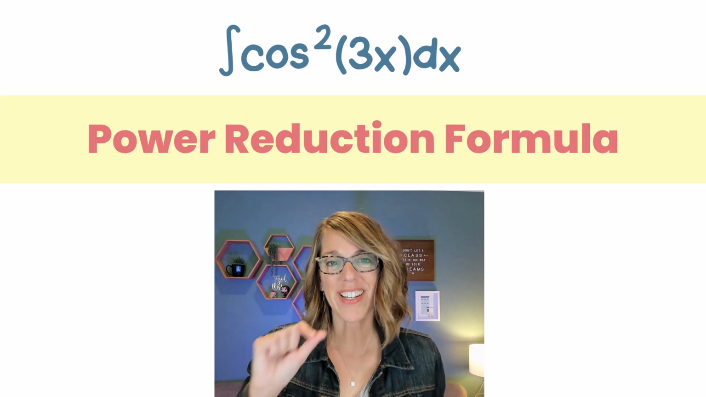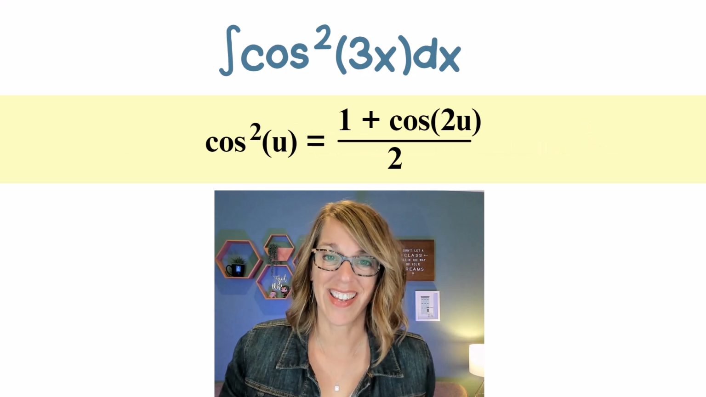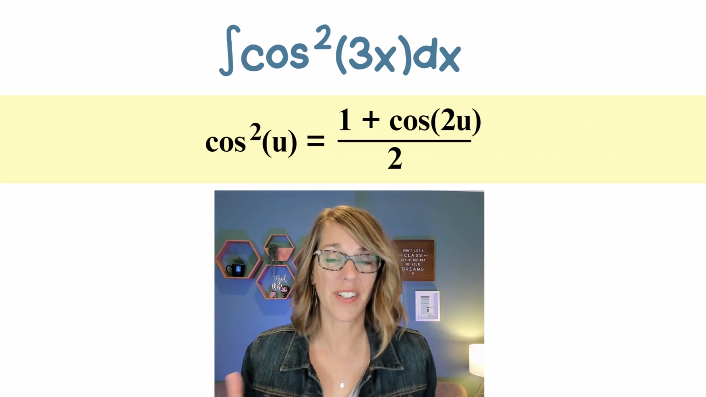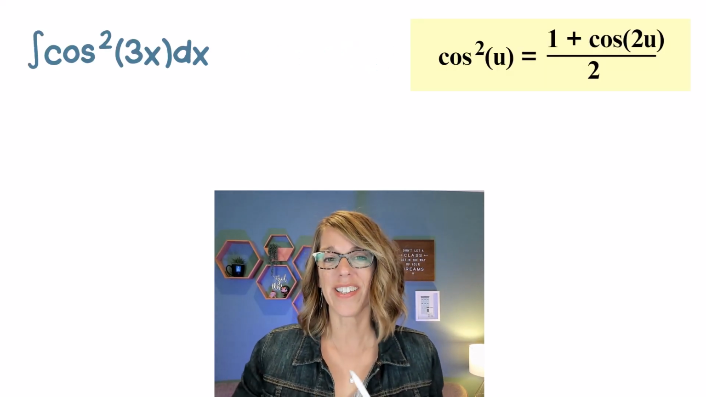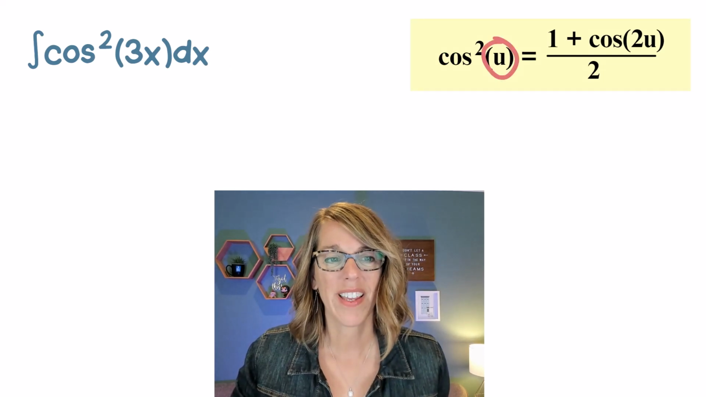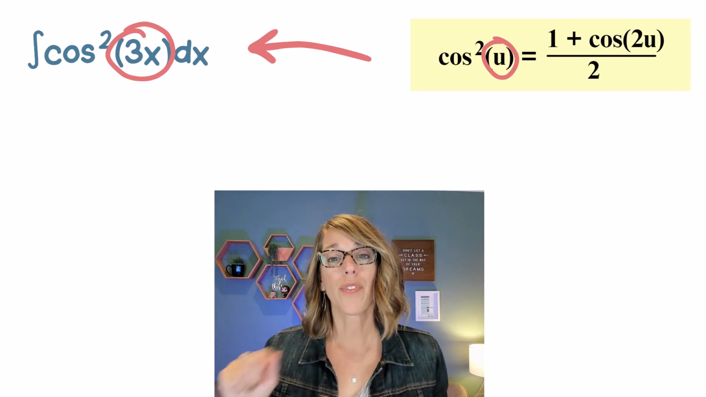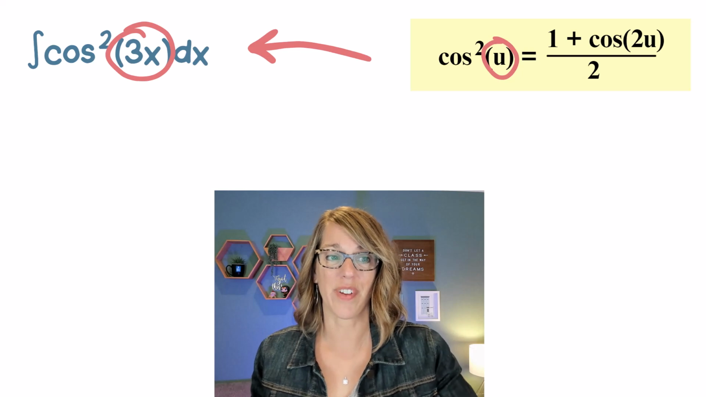To be able to do this, we're going to need our power reduction formula, and it looks like this. There is also one for sine squared. So I want to start by deciding what that u value is over in my formula, and the u is just the angle inside of cosine. So when we go through the formula, u is going to be that 3x.